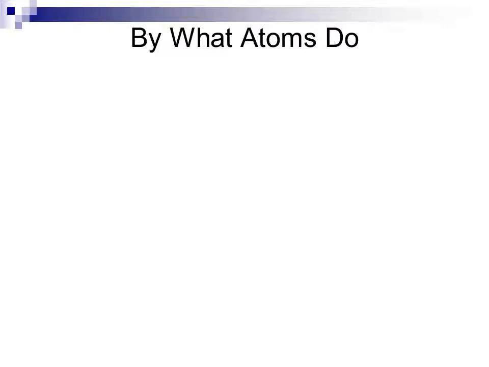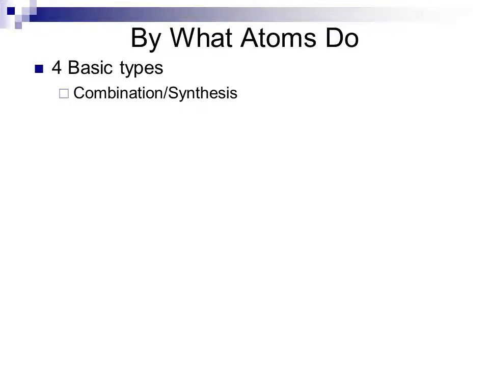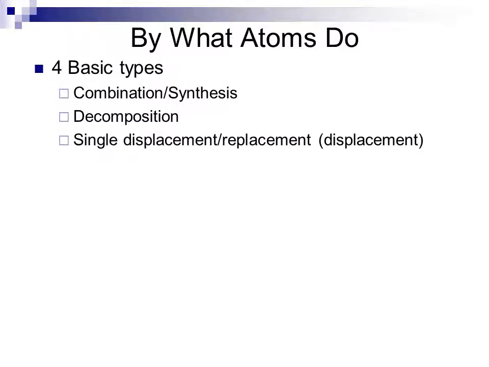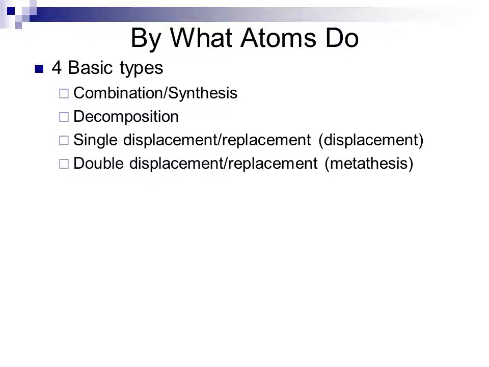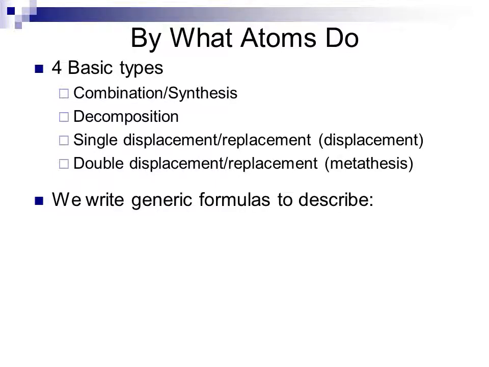Classification by what atoms do, the four basic types are combination or synthesis reactions, decomposition reactions, single replacement reactions, which are also called displacement reactions, and double displacement or replacement reactions, sometimes called metathesis reactions. When we're looking at these four different types, we can write a generic formula to describe what occurs.